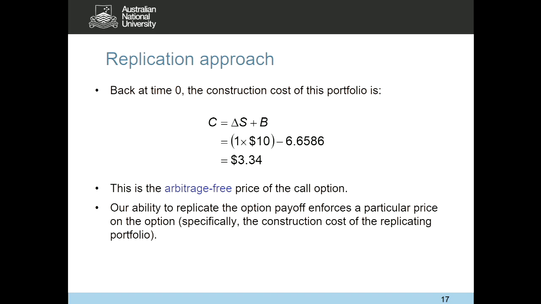All right, so let's check how much we paid to enter into this portfolio. Remember, we bought delta units of share, and each share cost us $10, right? So that's 1 multiplied by 10. And also we borrowed $6.65. So the net cost to construct this portfolio is $3.34. So this $3.34 must be the price of this call option, and it's also known as the arbitrage-free price for the call option. Does it make sense? Yes?